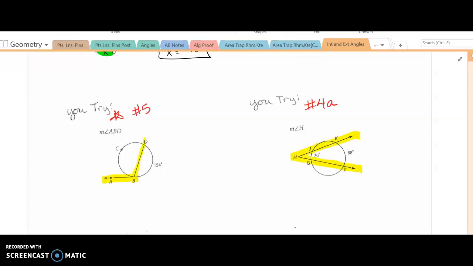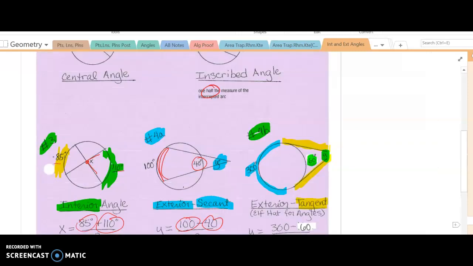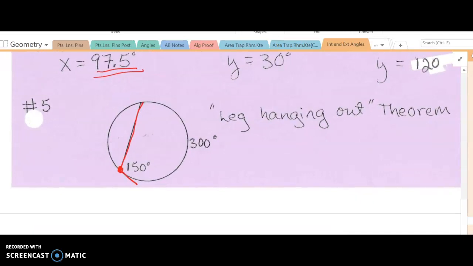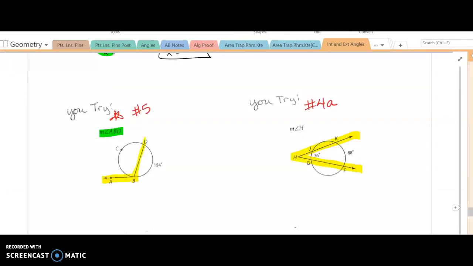Okay, I think I cut myself off a little bit, but that's okay. All right, so we're looking for our angle A-B-D, which is this yellow angle here. And this is going to be strategy number 5. Strategy number 5 was this one down here, what I called the leg hanging out theorem the other day. The idea being that you have one chord or secant inside the circle and one outside the circle that make up your angle that you're looking for.